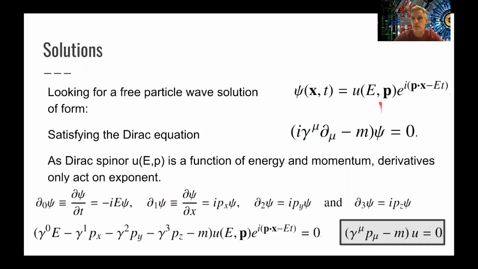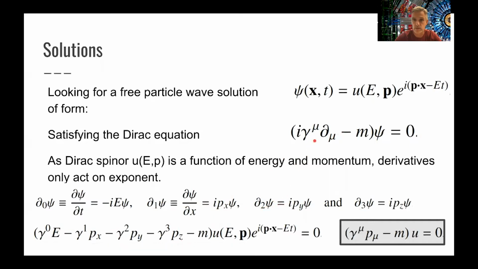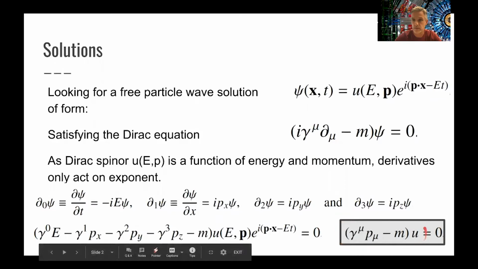Since the spinor depends only on energy and momentum here, it's rather simple to write down the derivatives because they only depend on the exponent. So we can do this here, and we find those solutions here for the four components. We can rewrite this by putting those derivatives back into the Dirac equation. What we find then is this simplified form for the spinor. Note that this doesn't depend on derivatives anymore. So this is a rather simple form.